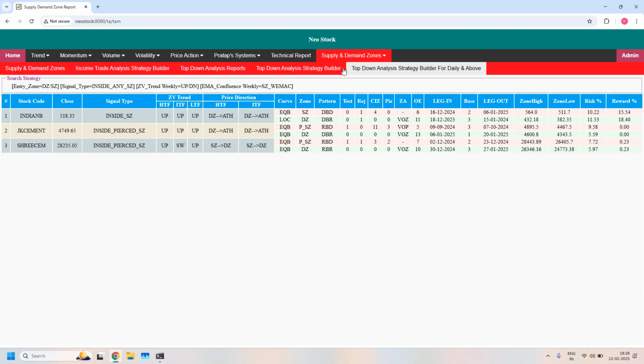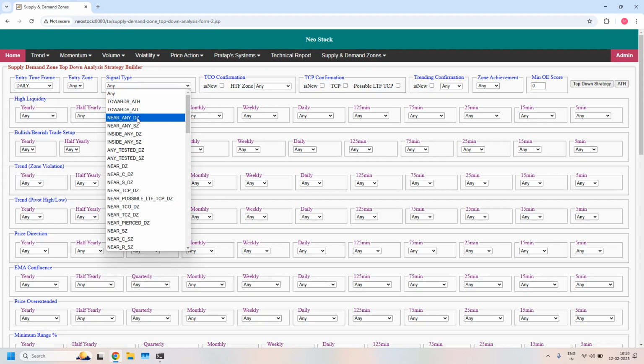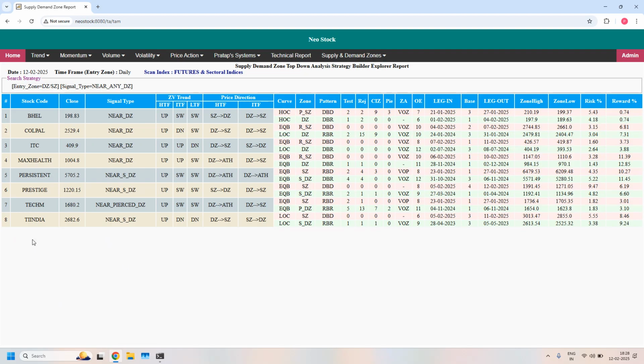So next time frame is daily. Entry time frame daily. Let us find the stocks near daily demand zone. We got 8 stocks. Let us identify high liquidity daily demand zones from this list. Persistence is having a high liquidity daily demand zone. Prestige is having a high liquidity daily demand zone. And TI India is having a high liquidity daily demand zone. So we identified 3 high liquidity daily demand zones from this list.